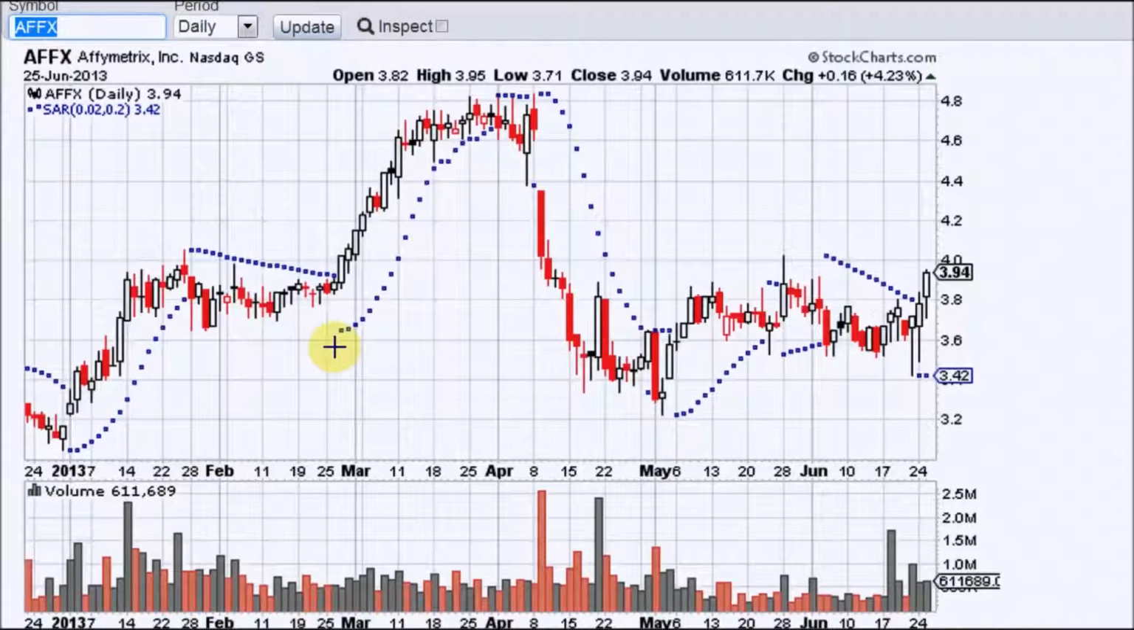And these dots that are below the price in an uptrend and above the candlesticks in a downtrend are the parabolic SAR. Okay, it's a chart overlay that shows reversal points. It's below prices in an uptrend and above prices in a downtrend. It was developed by Welles Wilder, who introduced the parabolic time price system in his 1978 book, New Concepts in Technical Trading Systems.